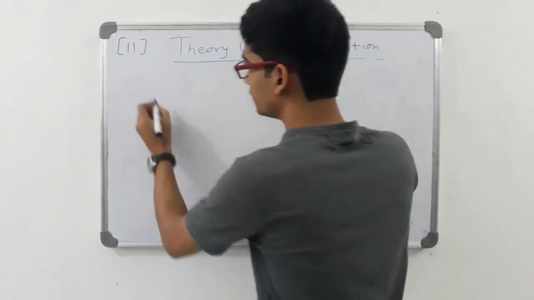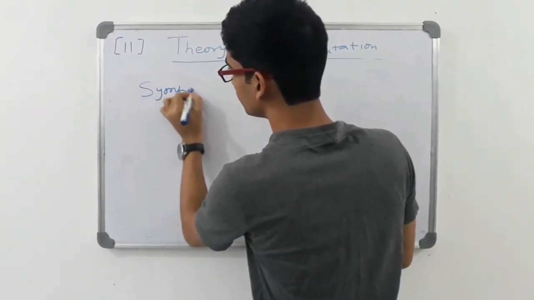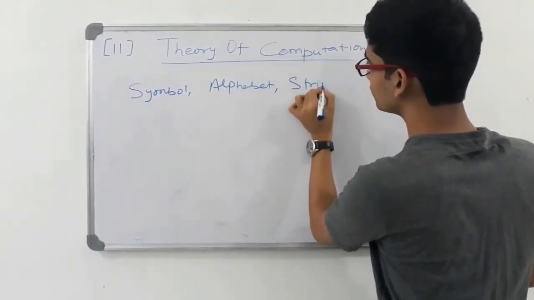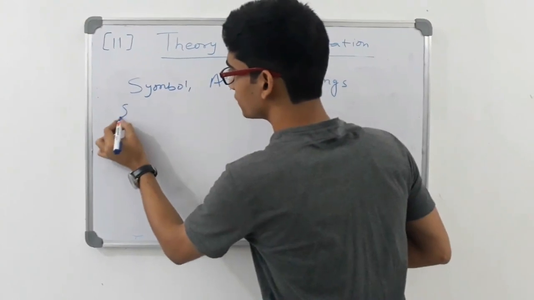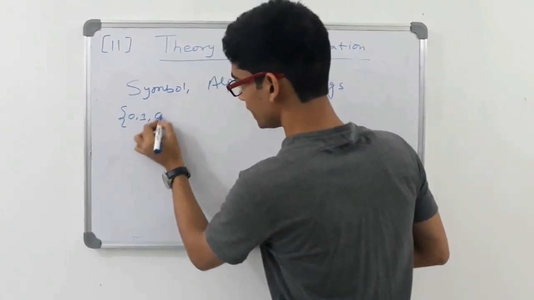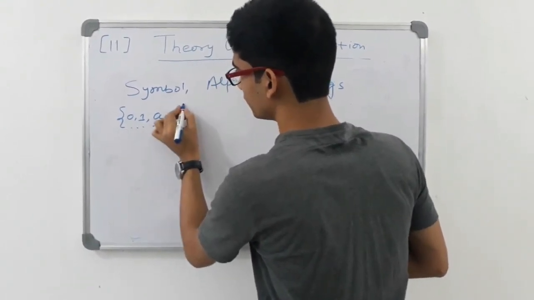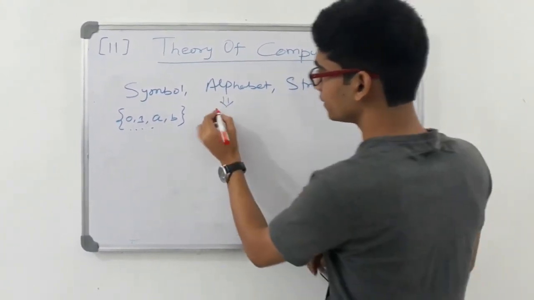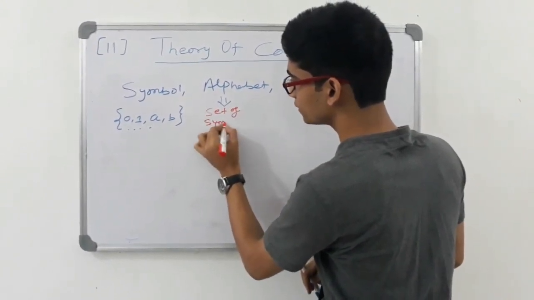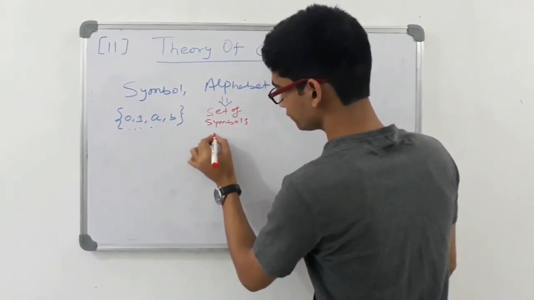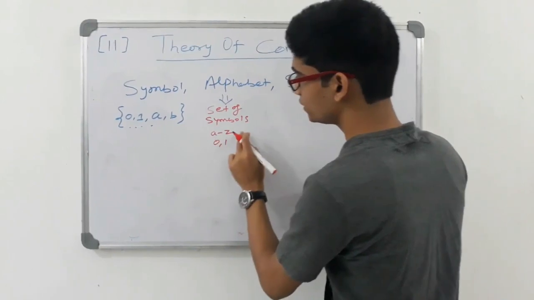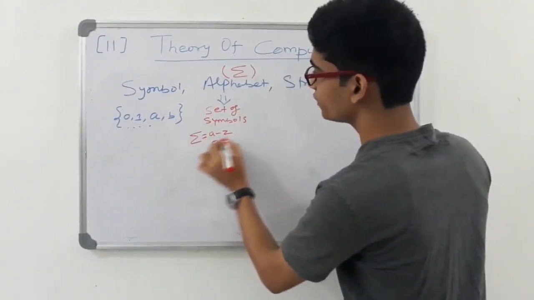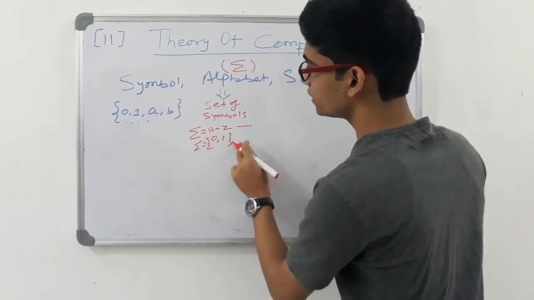In the previous lecture, I told you about symbol, alphabet, and strings. A symbol could be 0, 1, A, B, or anything. An alphabet is a set of symbols. So when we say A to Z or 0, 1, these are sets, and an alphabet is denoted by sigma. So sigma equals A to Z. This is a set. Sigma is this one. This is also a set.